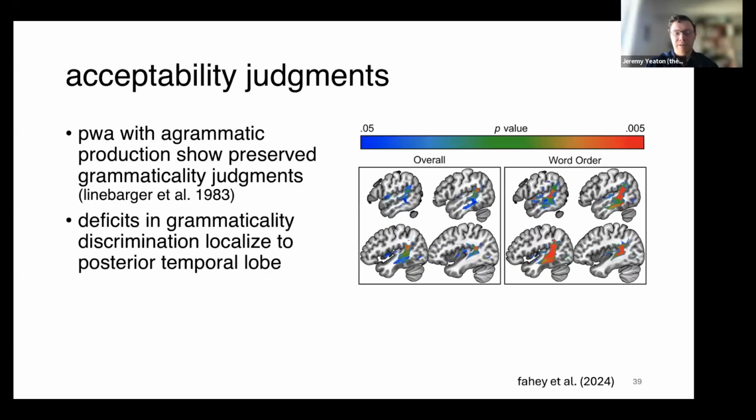And then in a recent paper by Danielle Fahey and colleagues, they showed that if you ask participants with aphasia to make grammaticality judgments across a variety of syntactic categories, the lesion corresponded to this posterior temporal zone, without really much implication of the inferior frontal lobe. So it seems like syntactic acceptability judgments are more related to the posterior temporal lobe than the inferior frontal lobe.